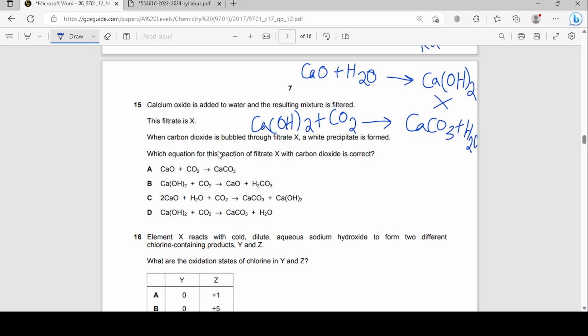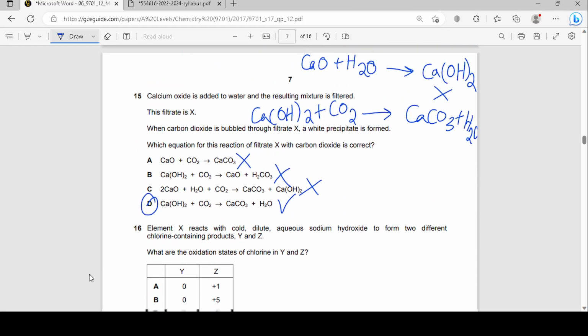And then which equation for this reaction of filtrate X with carbon dioxide is correct? So let me see if any of the options match with the equation I got. That's not the first one. Ca(OH)2 plus CO2 gives CaO plus H2CO3. No, they said a white precipitate is formed, so that's not very likely in my opinion. And then this one, CaO plus H2 plus CO2, that's not what I got. This is what I got: Ca(OH)2 plus CO2 gives you CaCO3 plus H2O. So I'm going to take D as the answer because that matches with what I got. So yeah, D is the answer.